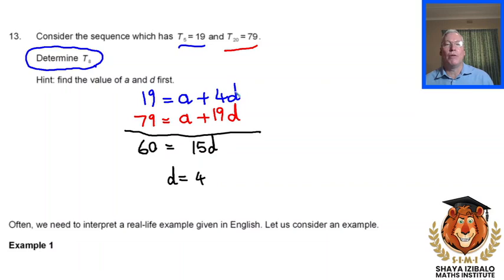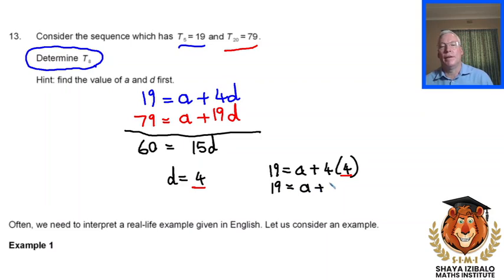Now if D equals 4 and we put 4 in here, we get 19 is A plus 4 lots of 4. I've put this value of D into this equation over there. There's only one variable left here, so 19 is A plus 16. Let's subtract 16 from both sides. A equals 3. So we know A and we know D.